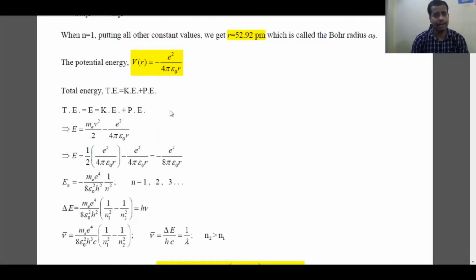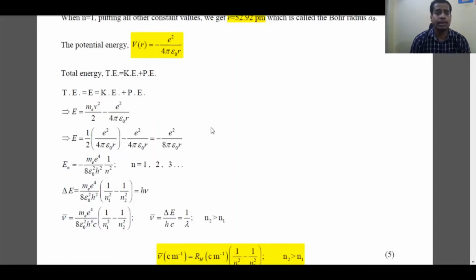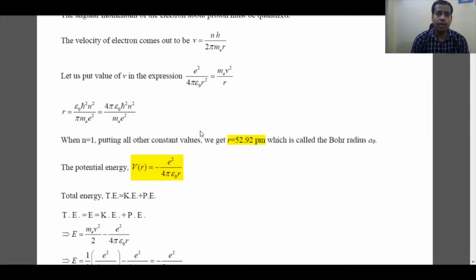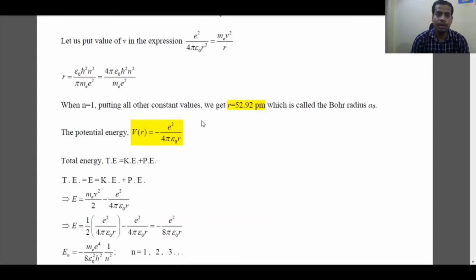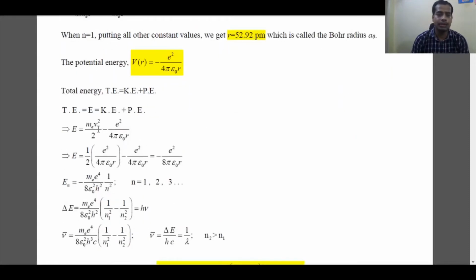So what is the kinetic energy now? Kinetic energy is mv squared by 2, or half mv squared, and potential energy is minus e squared by 4 pi epsilon naught r. When we add them up, we get the total energy. With some rearrangement in terms of mv squared, we have already got an expression for it: mv squared is e squared over 4 pi epsilon naught r. If we substitute that in place of mv squared, we get the final expression, negative e squared by 8 pi epsilon naught r.